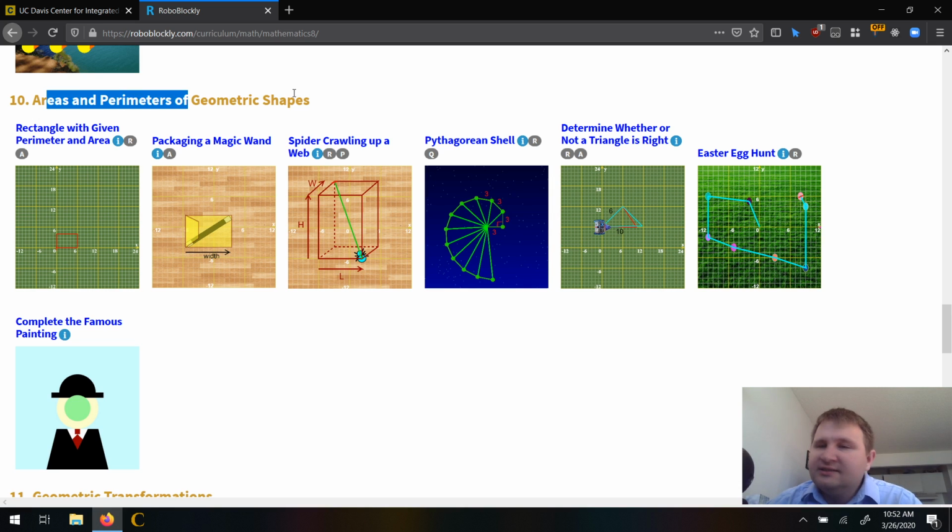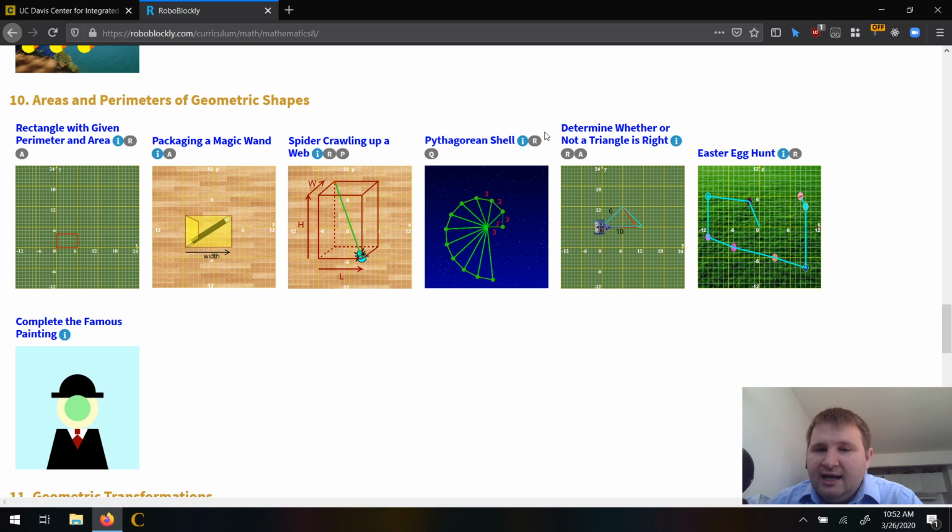We look at areas and perimeters of geometric shapes, so areas or perimeters of a rectangle, of a magic wand that's at an angle, so we can start to do various calculations using the same geometry that we've been building up with since 6th and 7th grade. We look at maybe a spider doing a 3-dimensional line here and determining the distance, or really the shape that it might create if it was a cubic shape here.